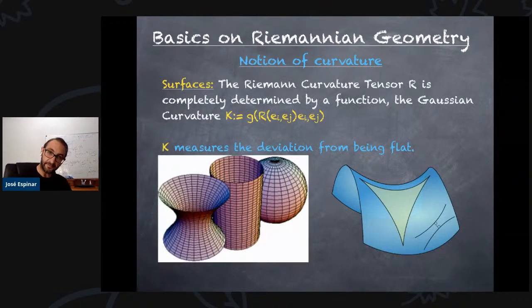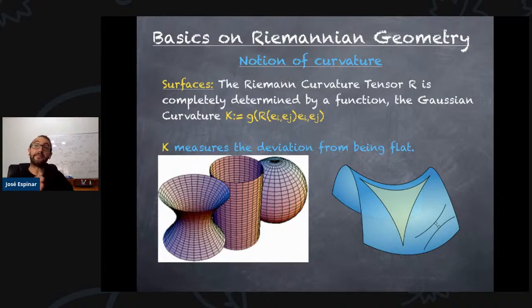So for surfaces, now we need to use this Riemann curvature tensor, right? And what the Riemann curvature tensor measures is the deviation of the tangent vector field. Since in a surface we only have one tangent plane at each point, the curvature is only going to depend on the point.